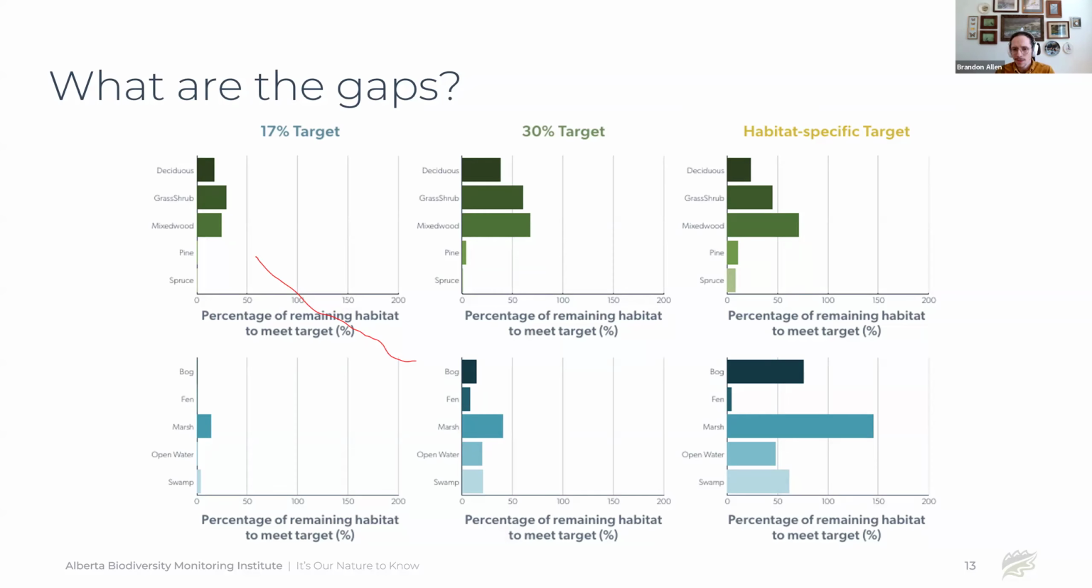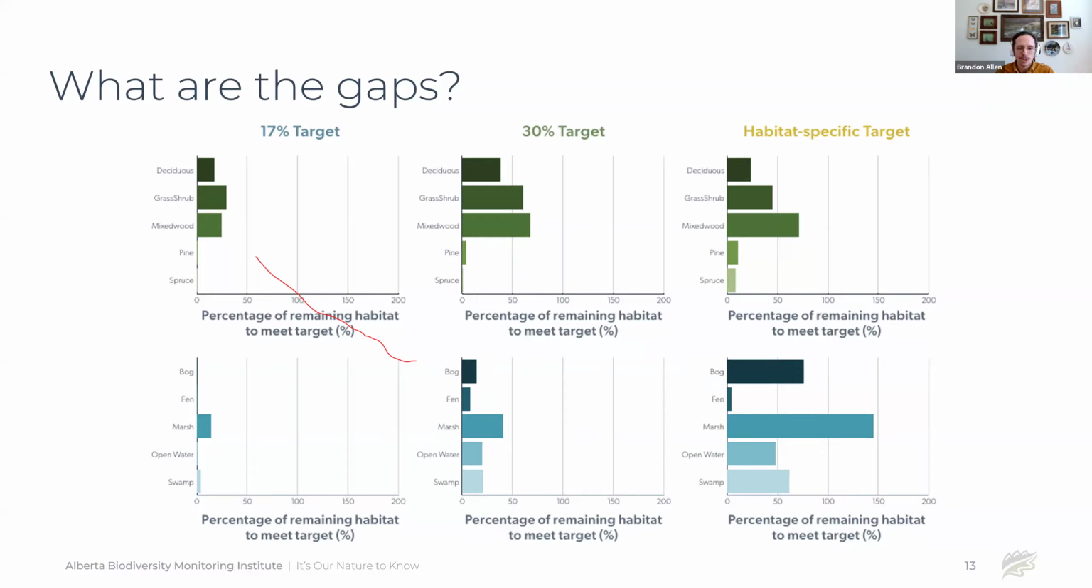and same with grass and shrub habitat types. One of the really challenging things we saw with the habitat-specific targets is what we saw for marshes. In this case, we would actually need to conserve more than 100% of the remaining marshes on the landscape if we wanted to meet that target. That starts to bring up questions about, are these targets achievable? If we need to just implement conservation measures in terms of establishing that this counts as a conserved area, that's one challenge. Restoring marsh and other wetland habitat types is a very different challenge.